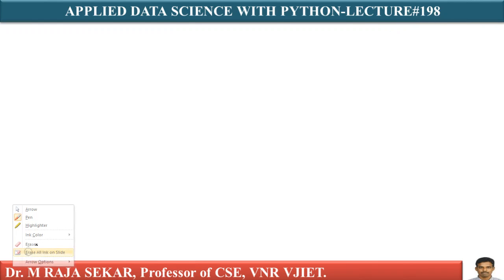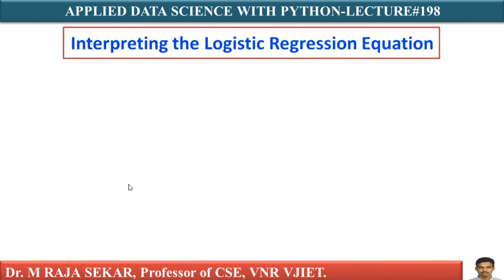In this lecture, I will continue my discussion on interpreting the logistic regression equation. Let's begin with probability. Probability ranges from 0 to 1. What is the minimum value of probability? 0, and the maximum value is 1.